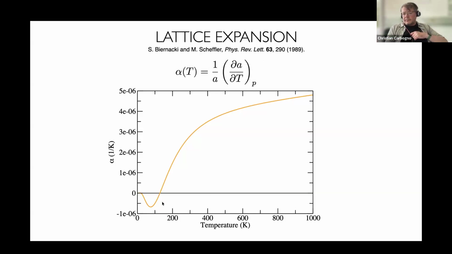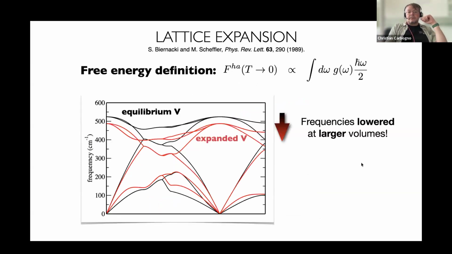Here, we've done that for silicon, and you see a very nice example. It's a very famous example that holds for many group 4 and 3-5 semiconductors. Interestingly, at low temperatures, you have a negative lattice expansion. So you heat the system up and the crystal shrinks instead of expanding. You can look at it by looking at the phonon band structures that you can actually calculate.